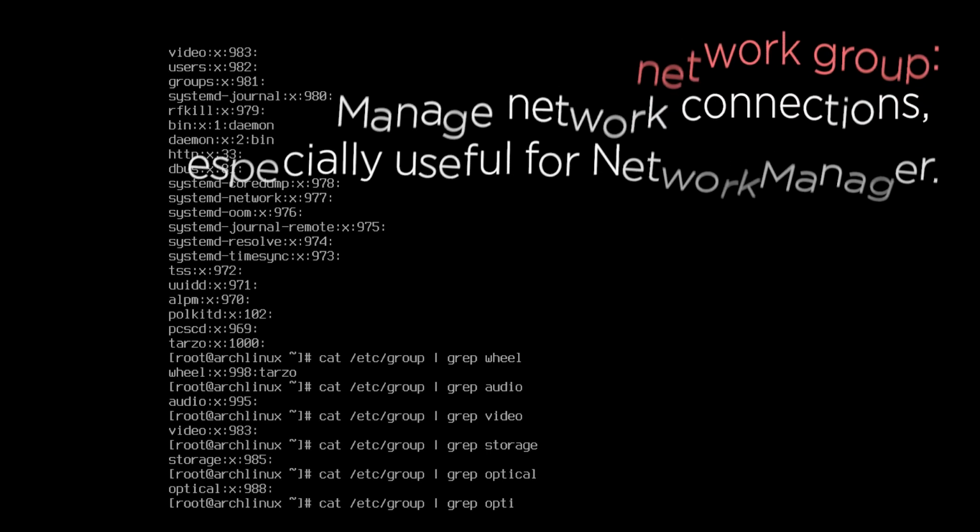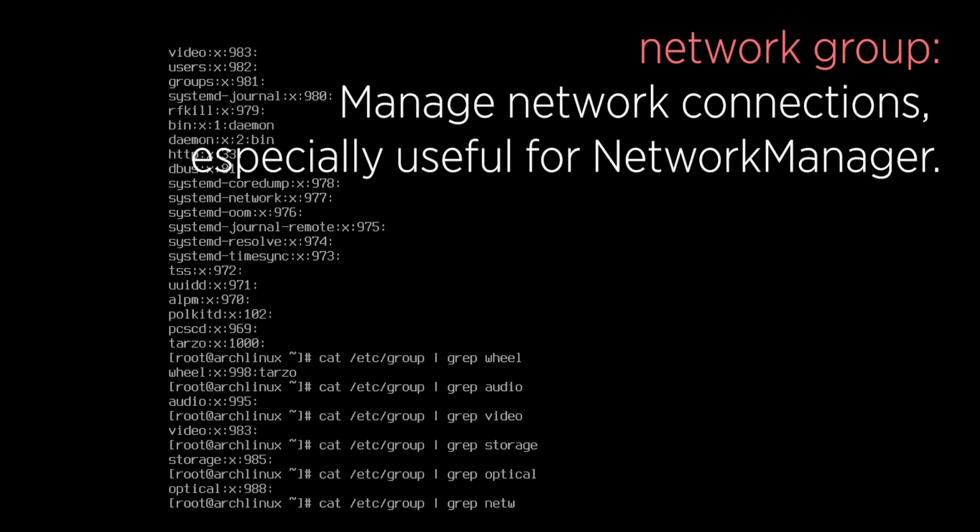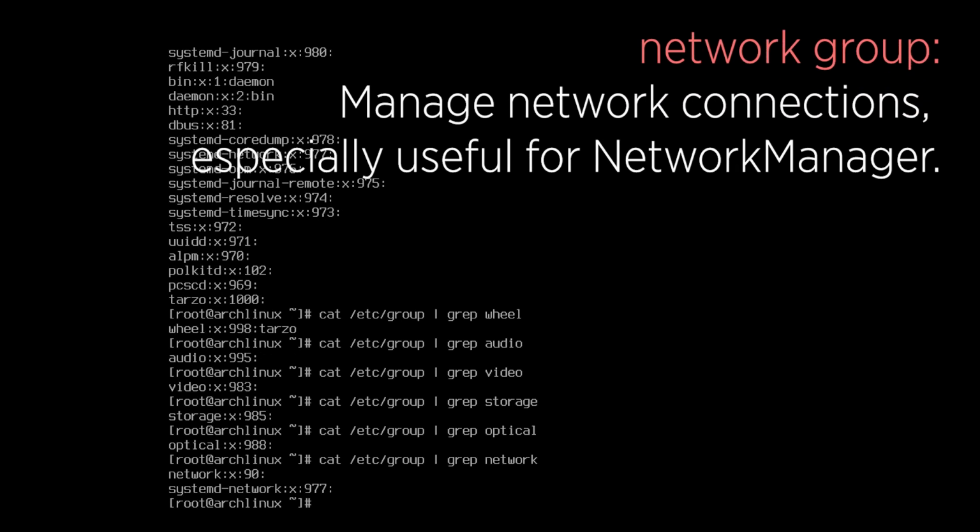Then we also have network, which is very important. So sometimes if your network device is not working properly, you can see there are two network groups. One is network, one is systemd-network. So this manages network connections. It's especially useful for NetworkManager.